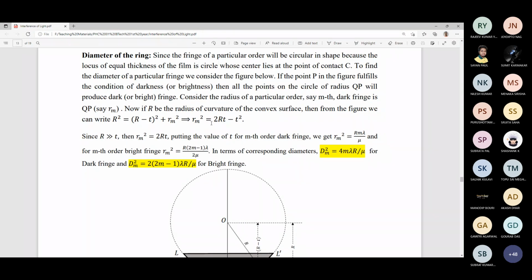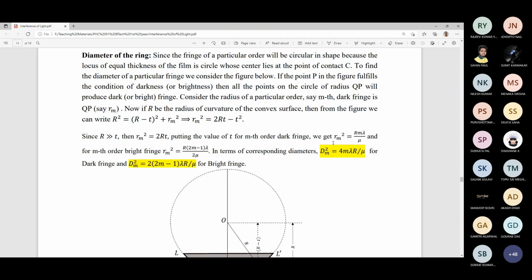So Rm square is equal to twice RT minus T square. Now, if T is very small, because the angle of the wedge is very small, T square is also extremely small compared to capital R. So we can neglect this T square, that is, Rm square equal to twice RT.